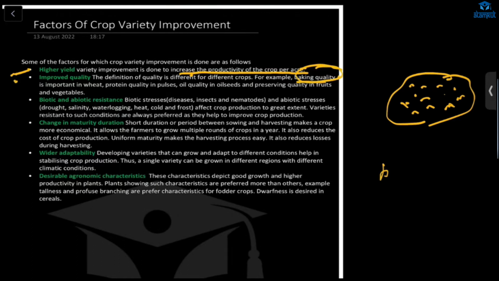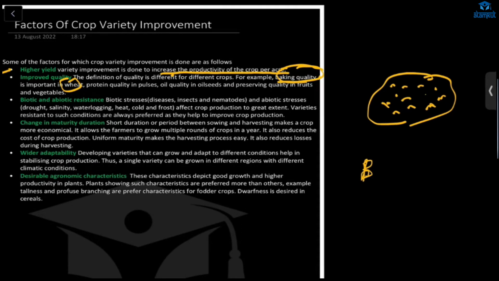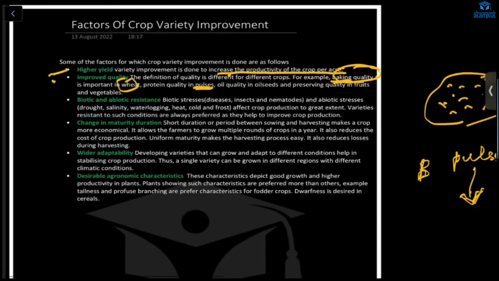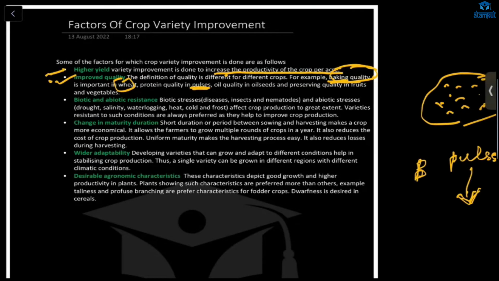So this wheat must be improved based upon the baking quality, which must be increased for the wheat. What do we eat? We eat rotis, chapatis. Yes, ma'am, for us baking quality is not that much required. Okay, but from pulses we are getting protein, right? So for pulses, what we are trying to do is increase the protein content. So this we can improve in pulses.